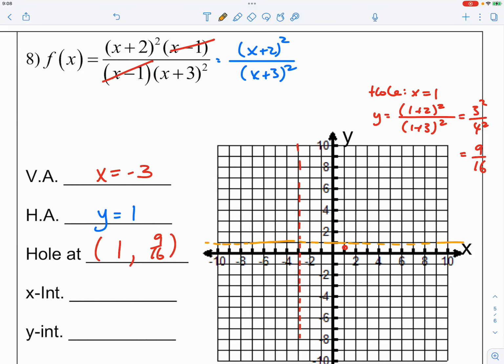And now here's the main thing. There are a couple of things I want to talk about here. Can you see the square for both numerator and denominator? So that means around the vertical asymptote, the graph should come from the same direction.